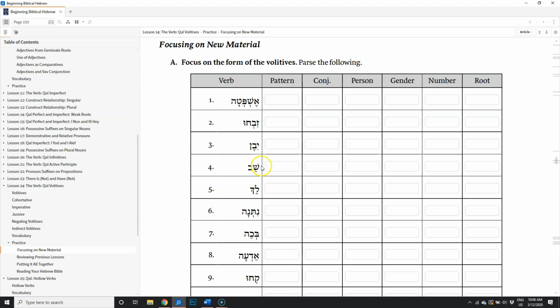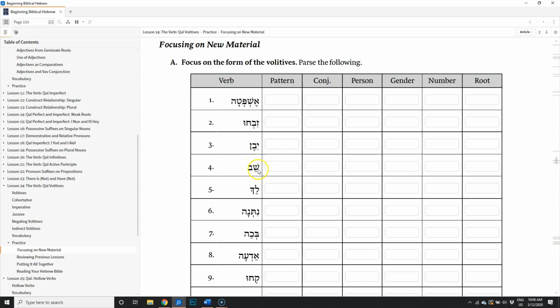This is from yashav, but it's missing that prefix. In the imperfect we would see this as yashave, but here it's just shave. And actually we'd see it as teshave because this is going to be the 2ms form. And 2ms has the tav prefix, but again, we've got kind of a root here with no prefix.